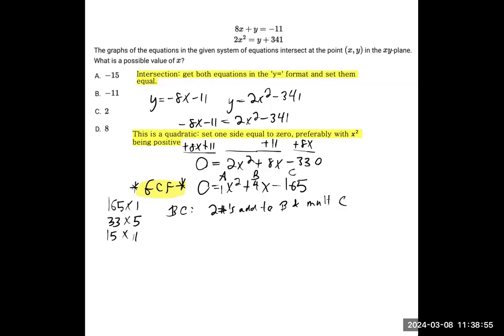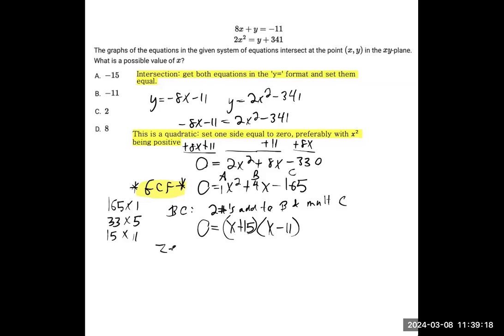So our numbers are multiplying to a negative, which means they're opposite signs. And out of those numbers that are opposite signs, they're adding to a positive. So the bigger looking number, the 15, has to be the positive. So it's going to factor to x plus 15, x minus 11.